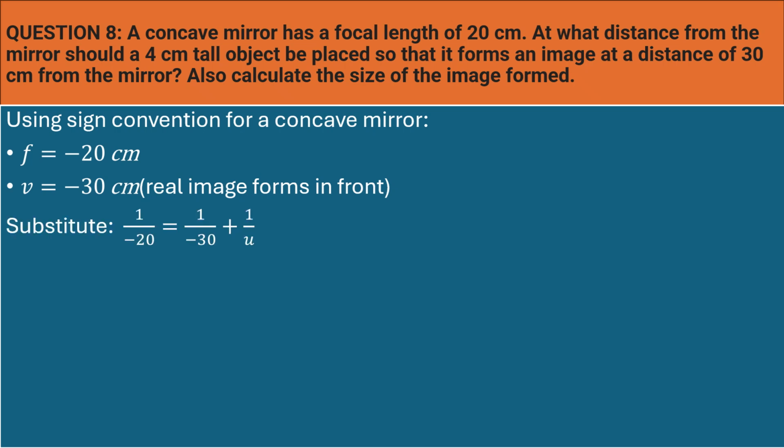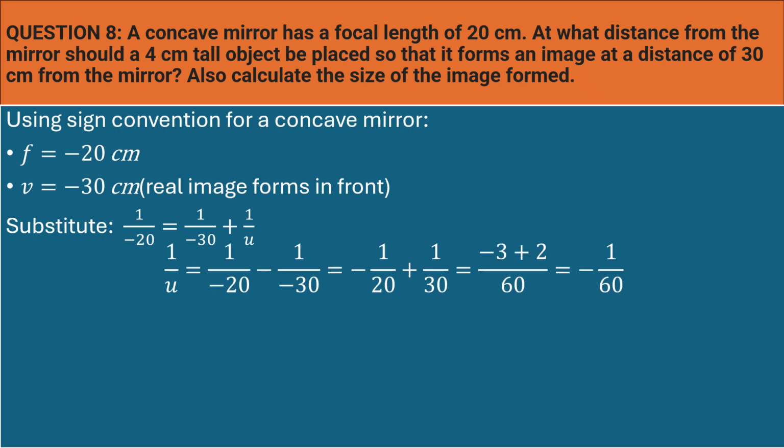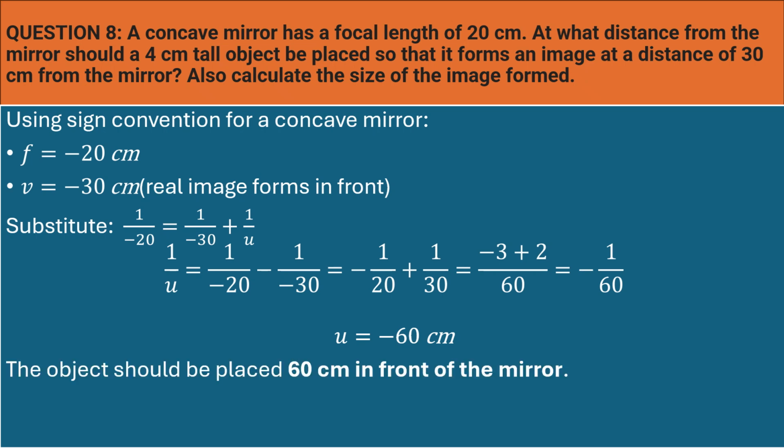So you need to substitute the values in the equation. Once you substitute the values, you will get U as minus 60 centimeter. So this is your answer. And where should the object be placed? 60 centimeter in front of the mirror.